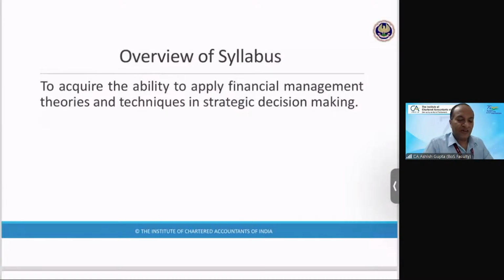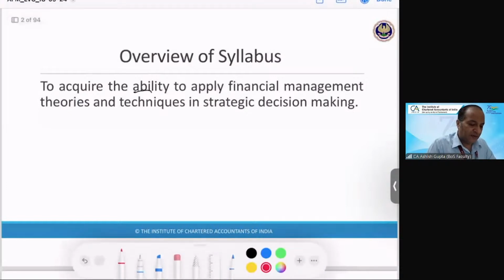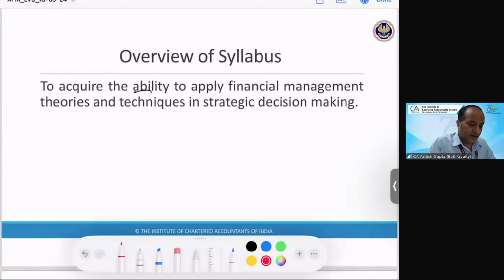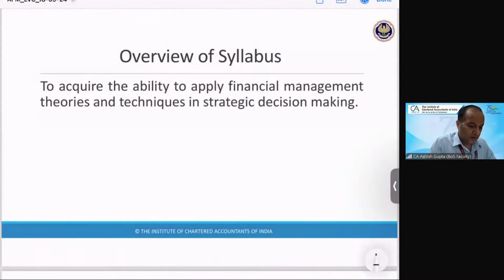So now when we talk about the syllabus, first of all, we should understand the objective of this paper. What is the objective of this paper? What is the main objective? Now, if we see, the basic purpose is the ability to acquire and apply financial management theories and techniques in strategic decision making.